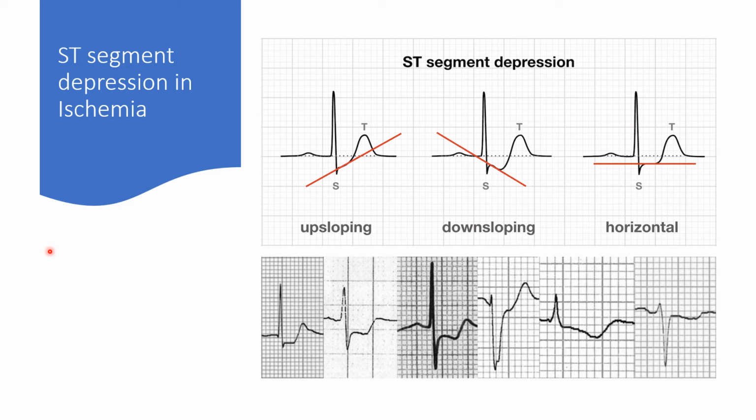In either case, the more concerning ST segment depression is usually a horizontal ST segment depression. As you can see here, this ST segment is very horizontal, just parallel to the baseline. This is much more concerning than either an upsloping ST segment depression, which is usually normal, or a downsloping ST segment depression, which usually occurs due to other repolarization abnormalities like left ventricular hypertrophy and things like that. In either case, you still should take a downsloping ST depression seriously, but the most concerning one of all of them is a horizontal ST segment depression.